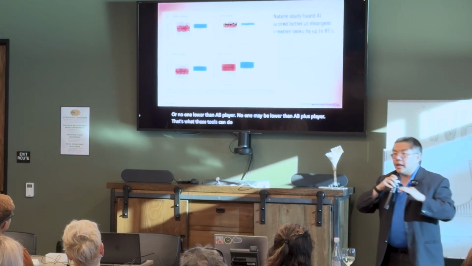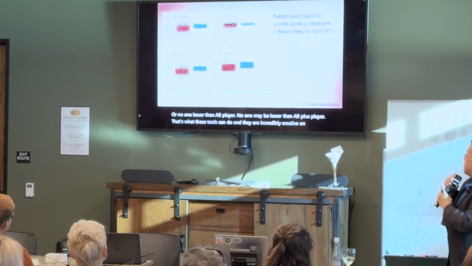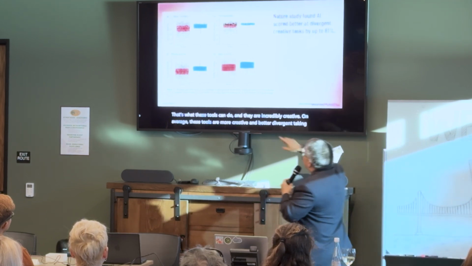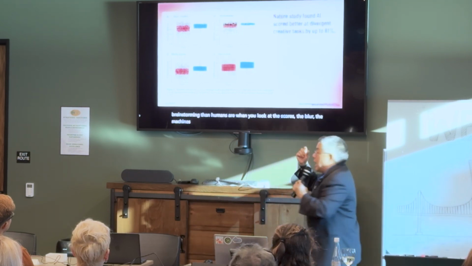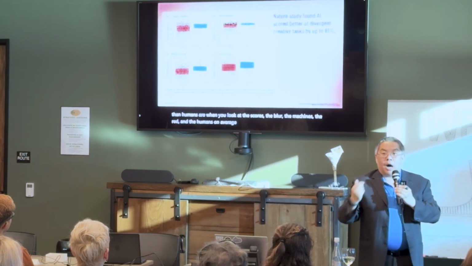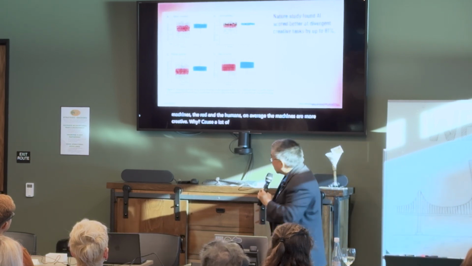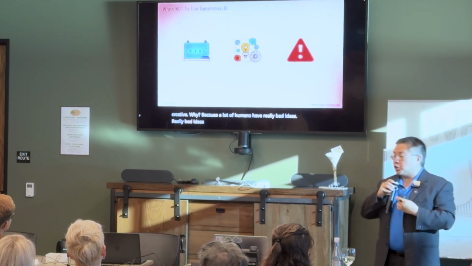And they are incredibly creative. On average, these tools are more creative and better at divergent thinking, brainstorming than humans are. When you look at the scores, the blue are the machines, the red are the humans. On average, the machines are more creative. Why? Because a lot of humans have really bad ideas. Really bad ideas. Now, there are some things these tools can't do.